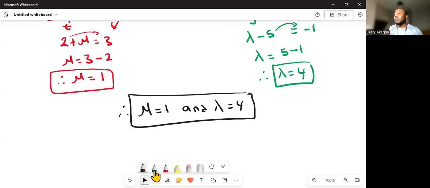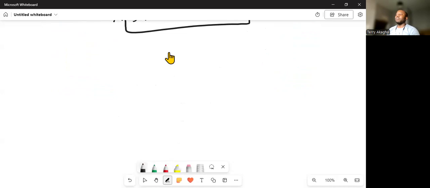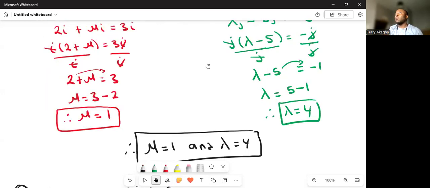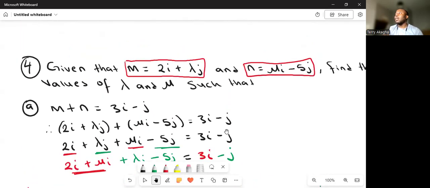So let's go to the B part of the question. For that same question, we're told 2m minus n was equal to minus 3i plus 8j. All right. So we'll do the same thing. We know the m from the question. We're told the m was 2i plus lambda j, and the n was mu i minus 5j.